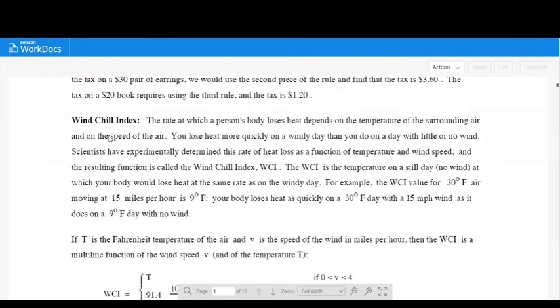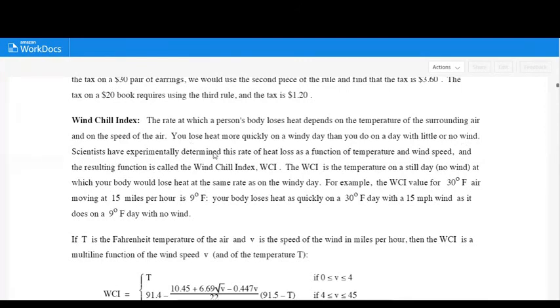Okay, next we have the wind chill index. So the rate at which a person's body loses heat depends on the temperature of the surrounding air and on the speed of the air. So dalawang factors. So you lose heat more quickly on a windy day than you do on a day with little or no wind. Di ba mas madali tayong manlamig if ever malakas yung hangin.